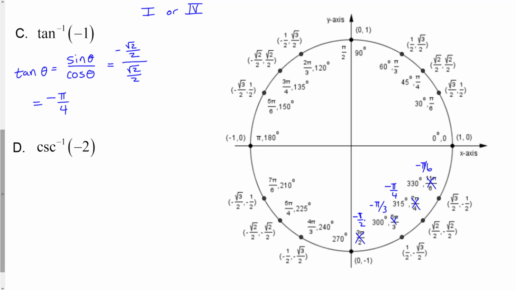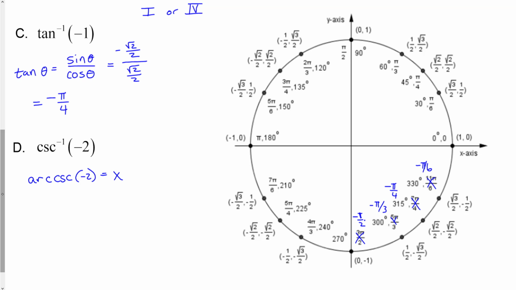D, we want the arc cosecant of negative 2. Now, let me make some changes here first, because cosecant is a little bit more difficult to work with than, say, sine. So let me write this first as arc cosecant of negative 2 is equal to some value. Now just call it x. I'm not meaning an x coordinate or a y coordinate or anything like that, just a value that I don't know.